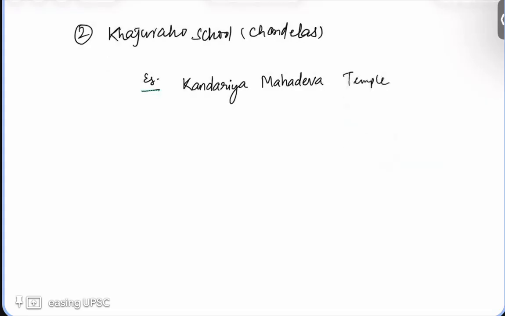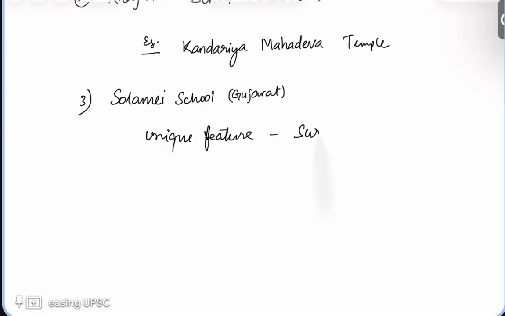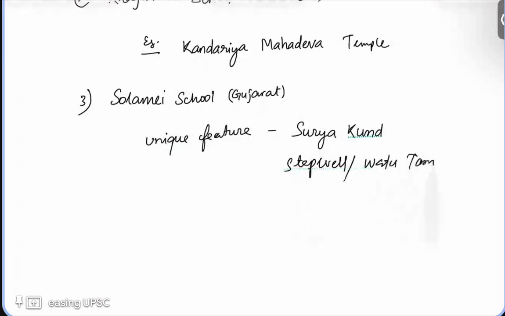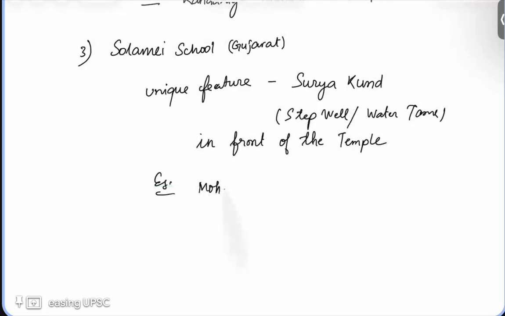Next one is Solanki school, Gujarat. Unique feature is the Suryakund, a step well, a water tank in front of the temple. Example, Modhera Sun Temple.